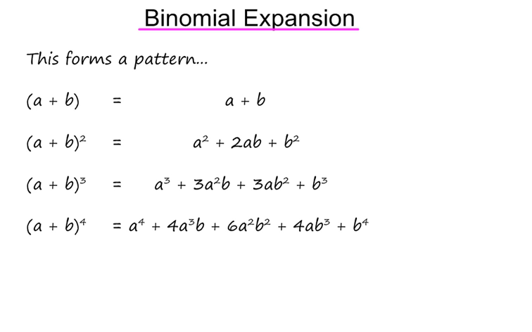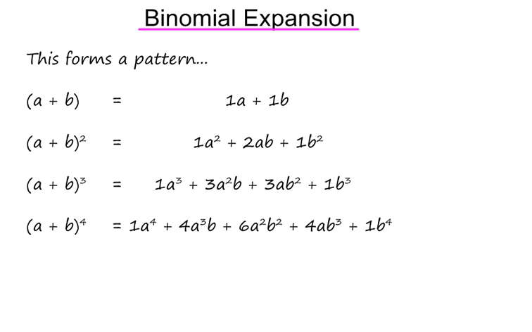If I expand more, you can see a pattern. So (a + b) just gives me a plus b. We've done squared and cubed. And if I were to expand (a + b) to the power of 4, I'd get a to the power of 4 plus 4a cubed b plus 6a squared b squared plus 4ab cubed plus b to the power of 4. You can already see some patterns. We have a with a decreasing power, and at the other end we have b in an increasing power. So let's look at the coefficients, the number in front.